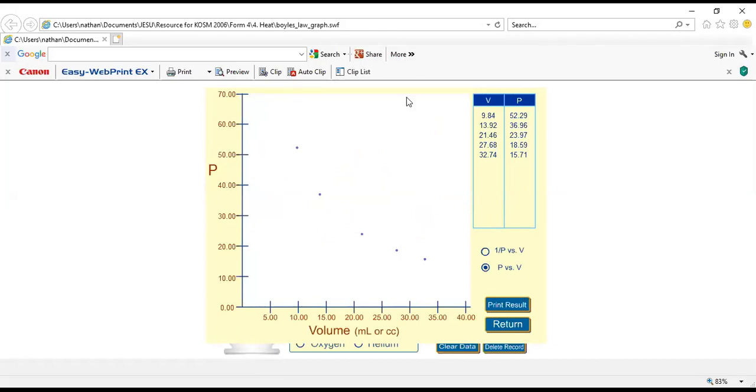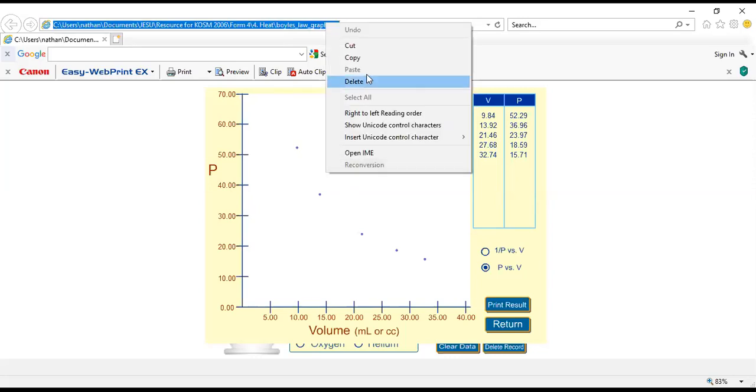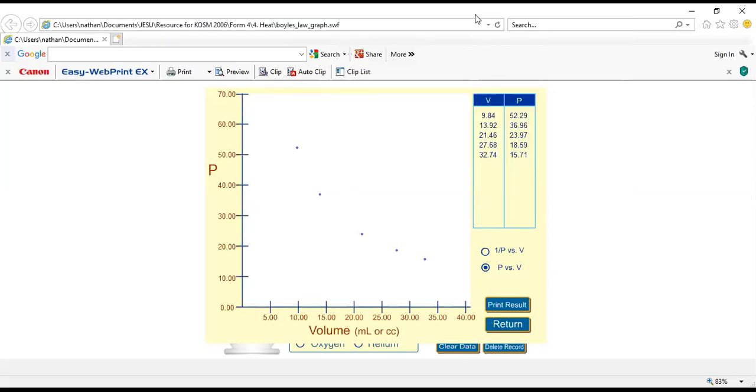When you plot the graph, you will see that the shape of the graph looks like this. So this is inversely proportional. The pressure of the gas is inversely proportional to volume.